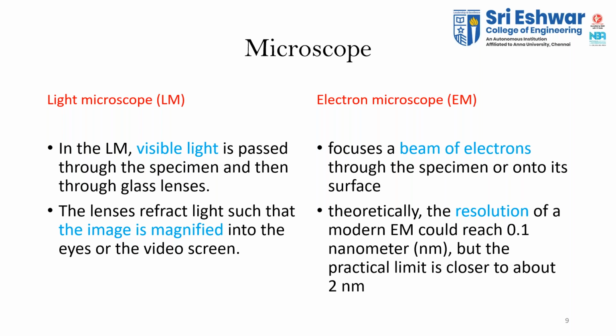And when you consider the electron microscope, we are going to focus some electrons over the specimen. Instead of light, I'm going to focus a beam of electrons through the specimen or onto its surface. Theoretically, the resolution of a modern EM could reach 0.1 nanometer, but the practical limit is closer to 2 nanometers. With the electron microscope, we can look at very minute particles like atoms. This is very helpful for analyzing and studying cells.